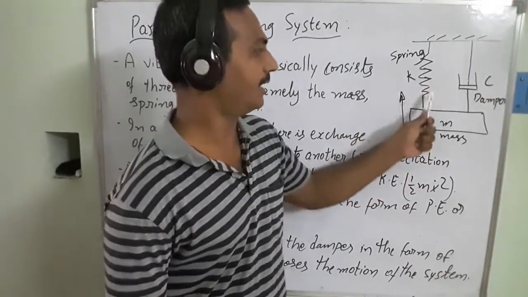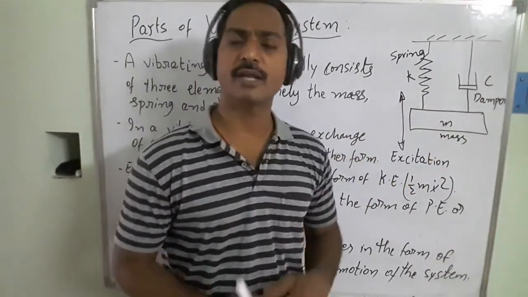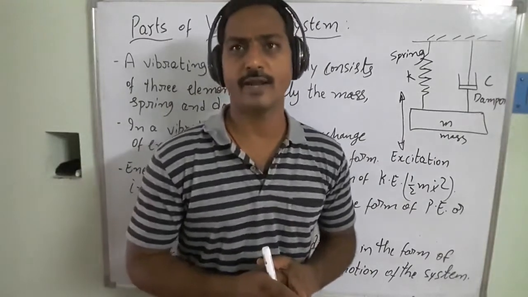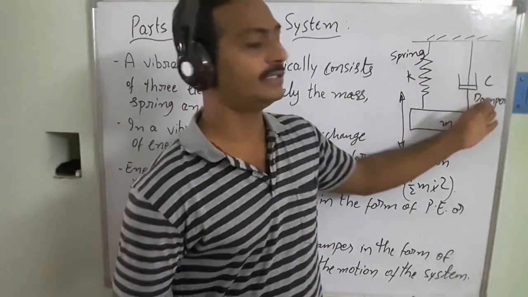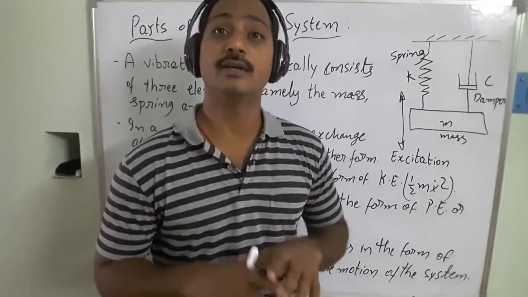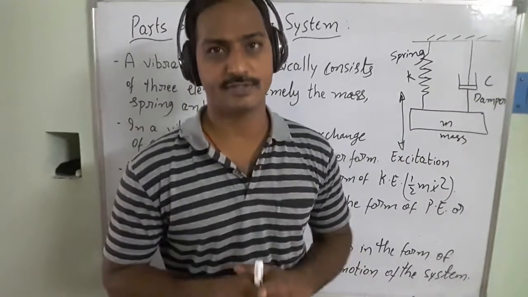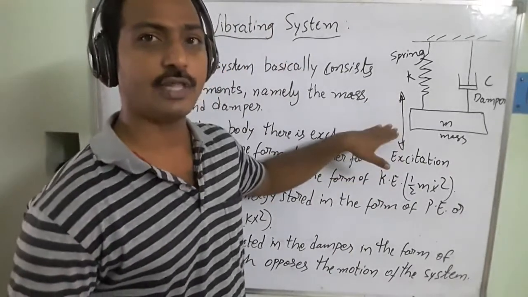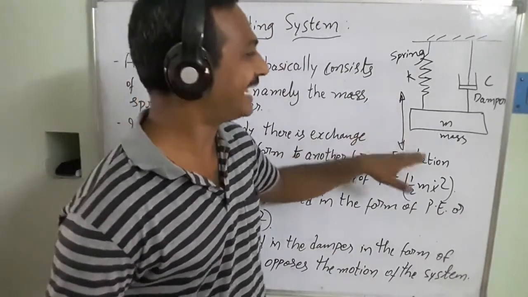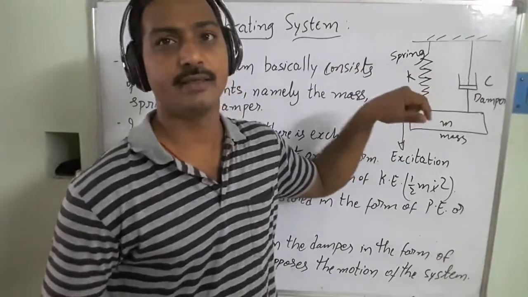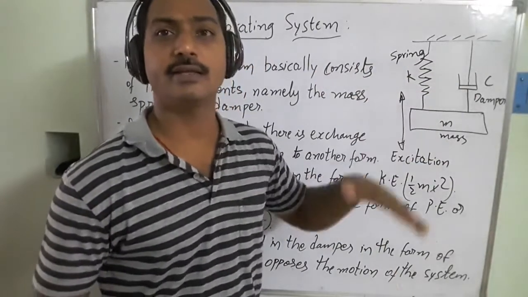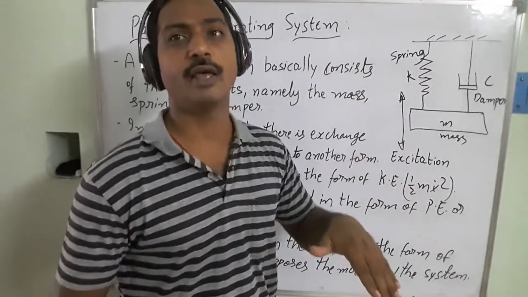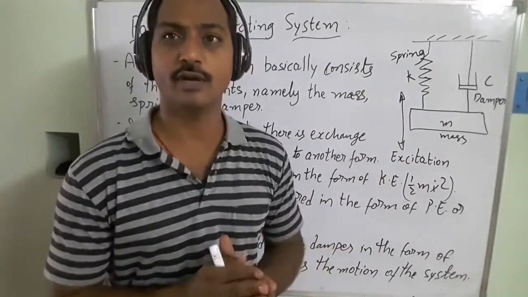The spring and the mass are sometimes the inherent properties of the system, right? And this is the damper, which resists the motion of the vibrating system. And this is the excitation. Then what happens? This excitation generates energy within that system, so that it displaces from its mean position and starts to vibrate. Those are the points we are going to discuss here.